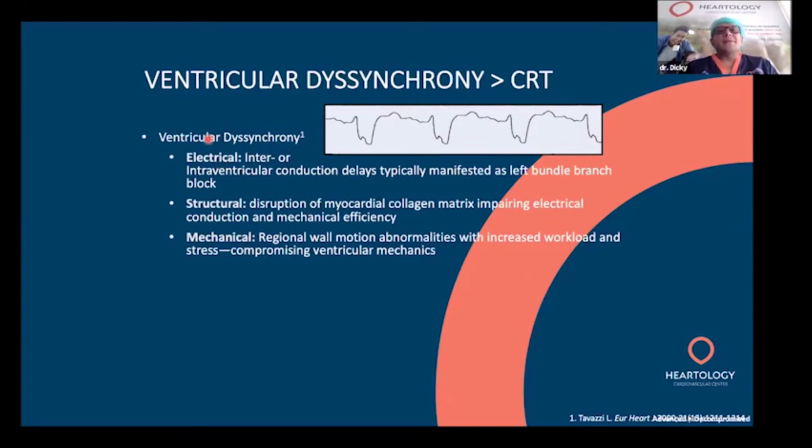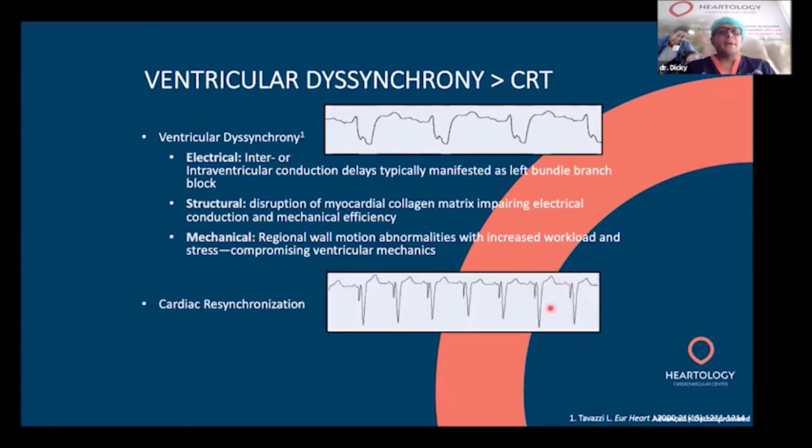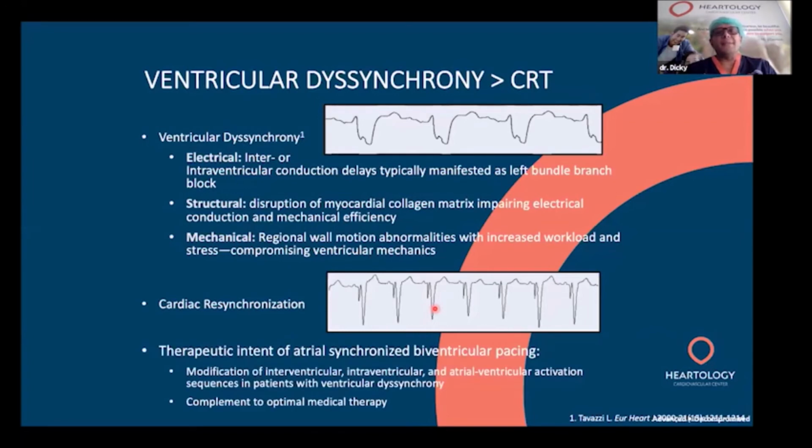Usually there are electrical interventricular or intraventricular conduction delays, which is typically manifested as left bundle branch block, and there's a disruption of the myocardial collagen matrix impairing electrical conduction and mechanical efficiency. So this is the electrical left bundle branch block. Usually we can correct this with cardiac resynchronization, where we can try to improve the electrical conduction, which then translates into improved mechanical contraction. That's why it is also called biventricular pacing.